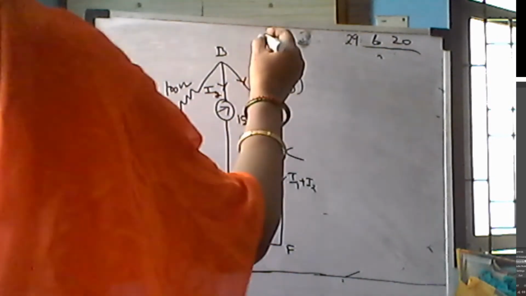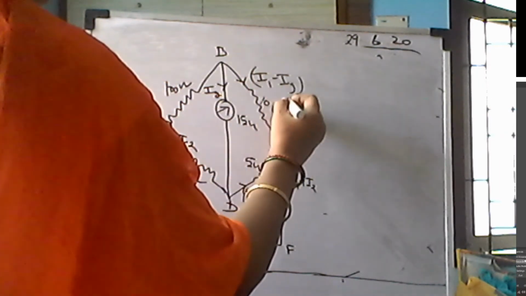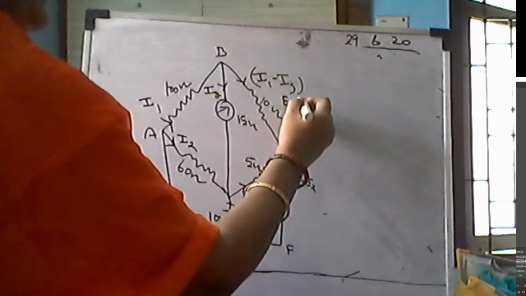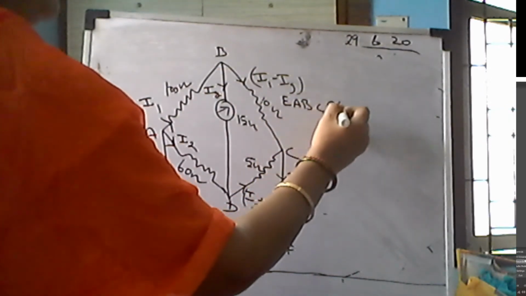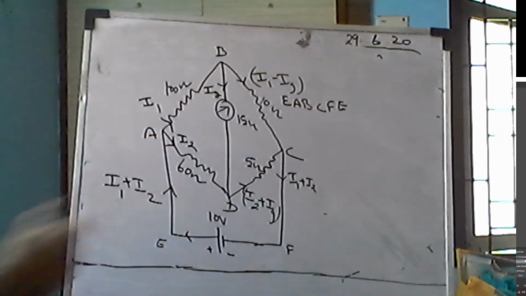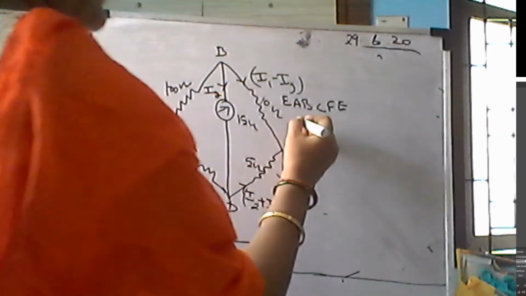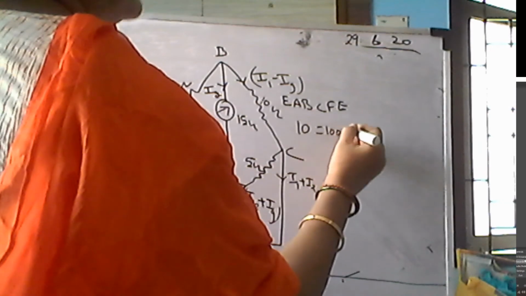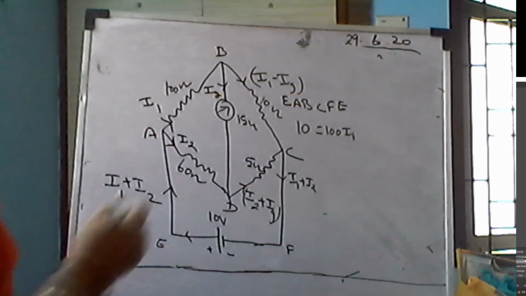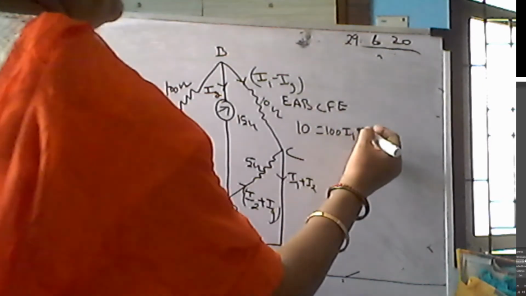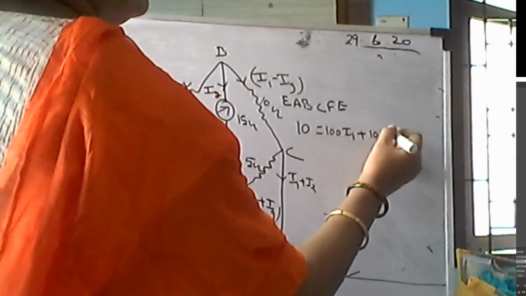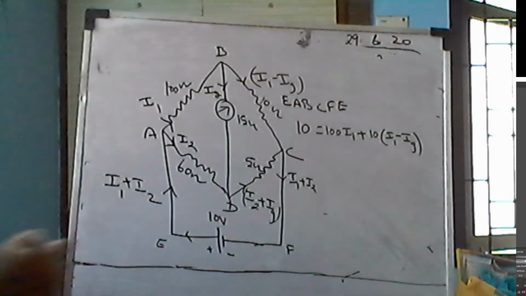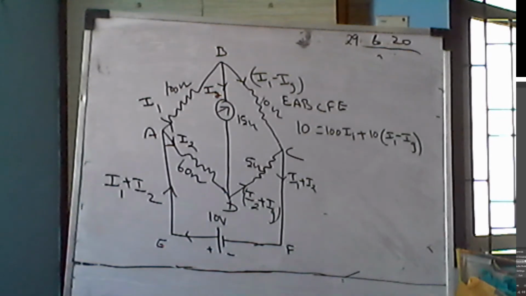then 10 equal to, see I am writing here, you are considering E, A, B, C, F, E. When you consider like that, now the battery is connected. So you can write 10 is equal to 100 I1, and you will not see the other things, plus 10 into I1 minus IG. This is one of the equations.